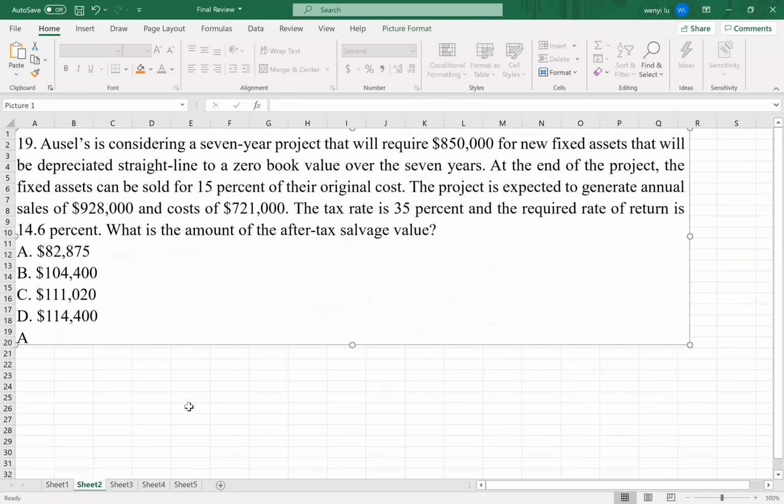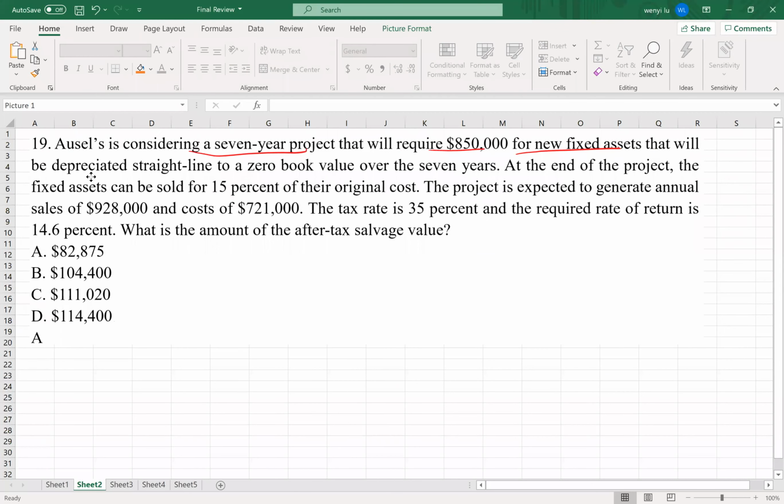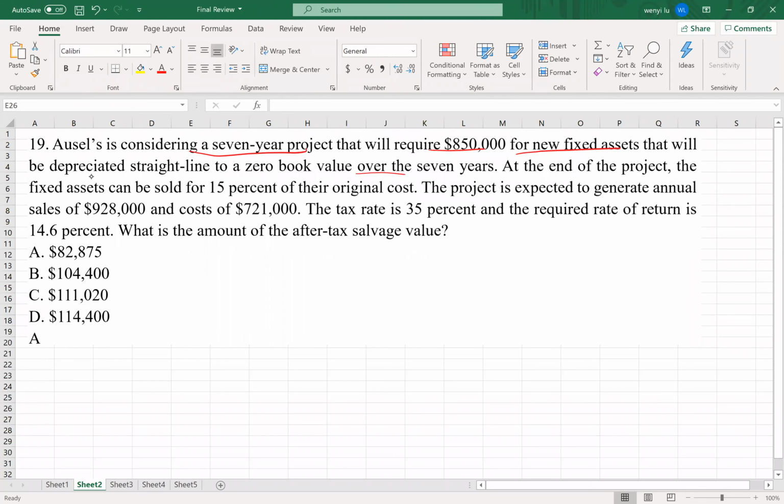Okay, so let's go to the next question. These are the same questions you also have in the second midterm. The company is considering a 7-year project, and this project requires $850,000 for a new fixed asset. This fixed asset will be depreciated straight line to zero book value over 7 years. So our asset will be depreciated gradually until 0 in the 7th year.